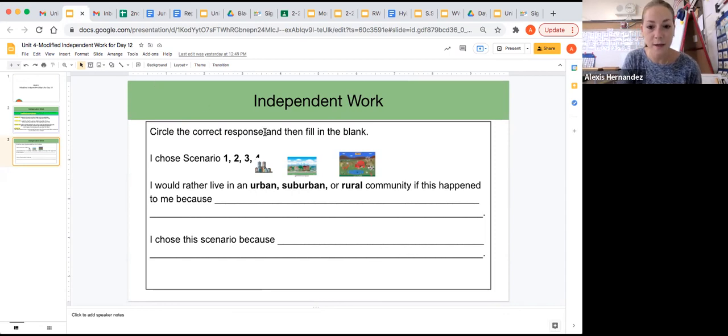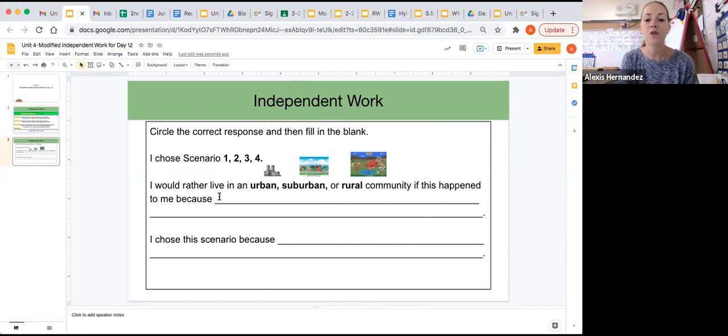I chose scenario 1, 2, 3, or 4. Then I would rather live in an urban, suburban, or rural community if this happened to me, because. So here they're presented with the 3 types of communities, which helps them remember the types of communities. It gives them the selections and the options to choose from. And then the sentence starter helps them fill in the blank: why would you want to be in that type of community?